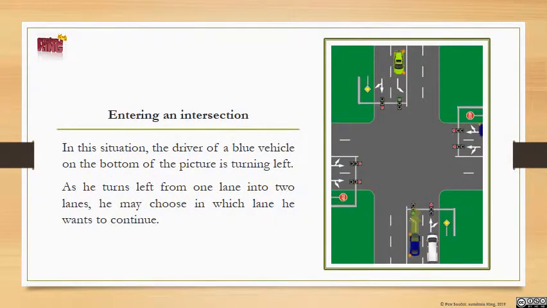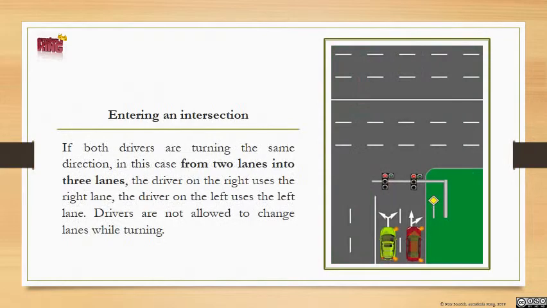In this situation, the driver of the blue vehicle at the bottom of the picture is turning left. As he turns left from one lane into two lanes, he may choose in which lane he wants to continue. If both drivers are turning the same direction, in this case from 2 lanes into 3 lanes, the driver on the right uses the right lane, the driver on the left uses the left lane. Drivers are not allowed to change lanes while turning.